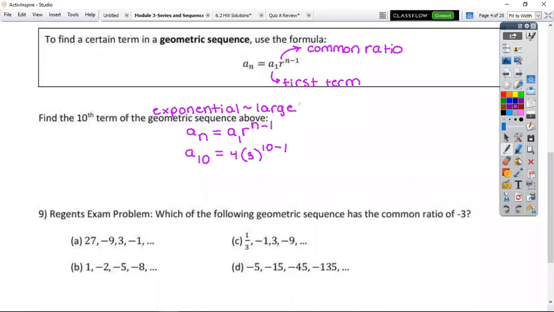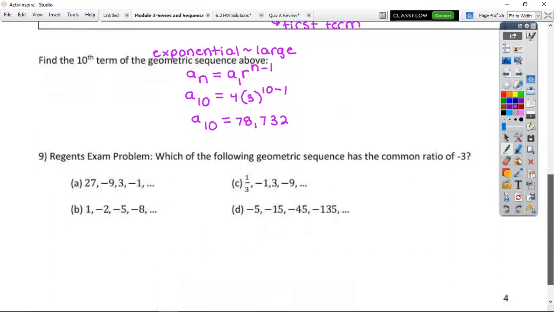All right, so here we go. So you have 4 times 3 raised to the 9th power, and that is final answer 78,732. Again, expect those to be large. If it's a decimal, make sure you hit math and fraction. We change it back to a fraction too.